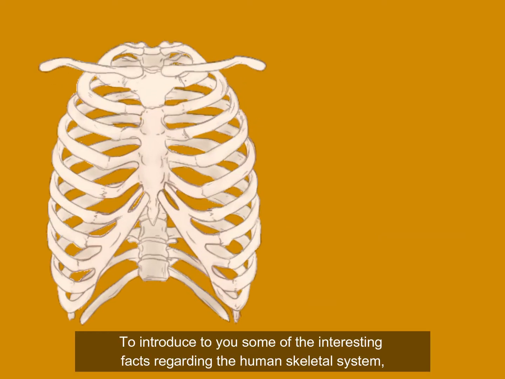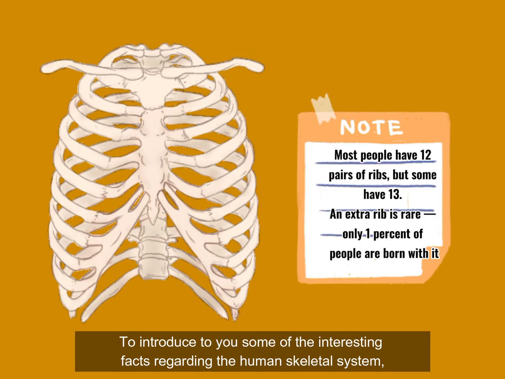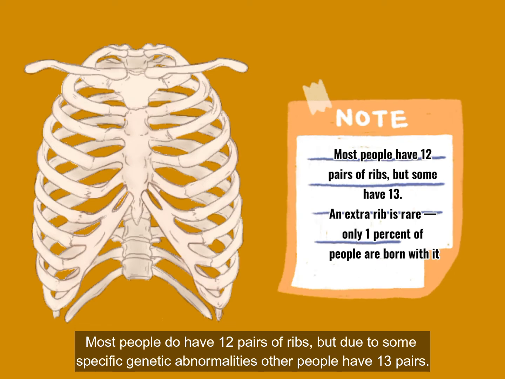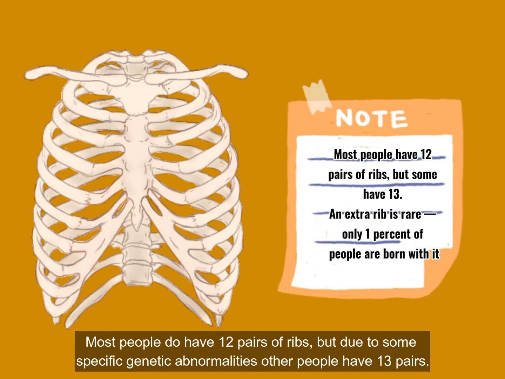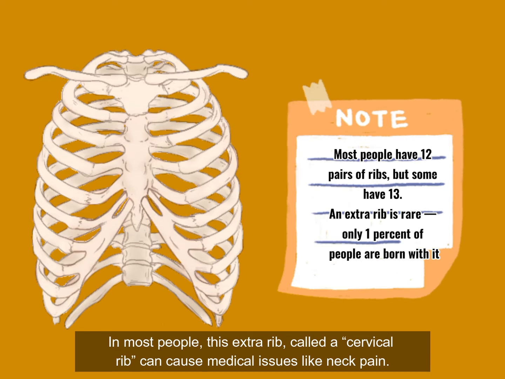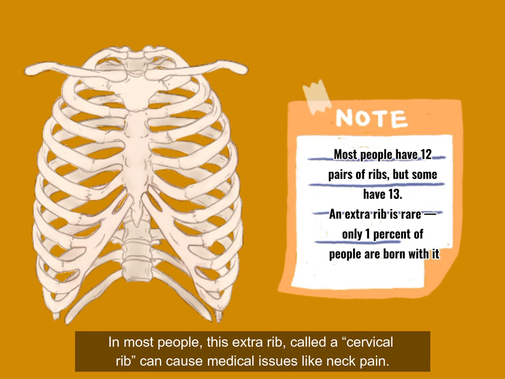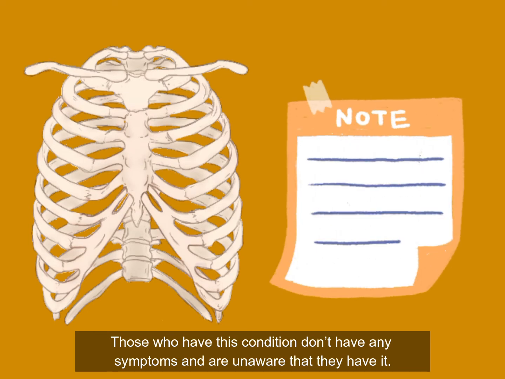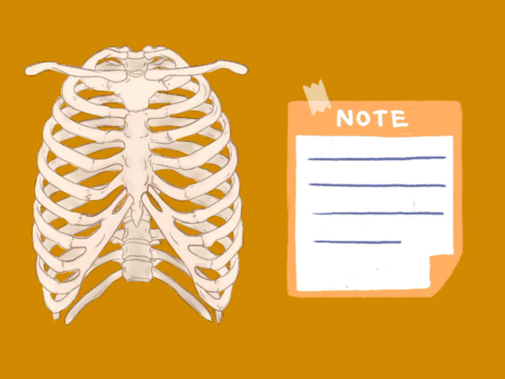To introduce to you some of the interesting facts regarding the skeletal system. Most people have 12 pairs of ribs, but due to some specific genetic abnormalities, other people have 13. In most people, this extra rib, called the cervical rib, can cause medical issues like neck pain. Those who have this condition don't have any symptoms and are often unaware that they have it.